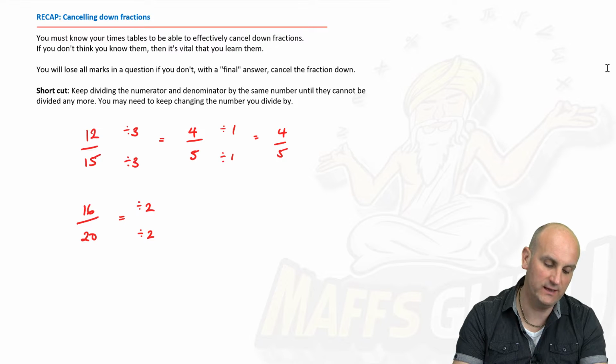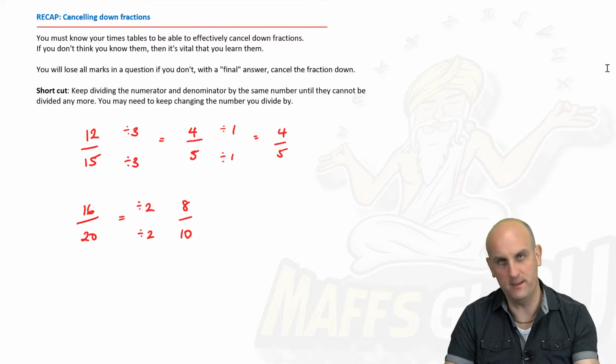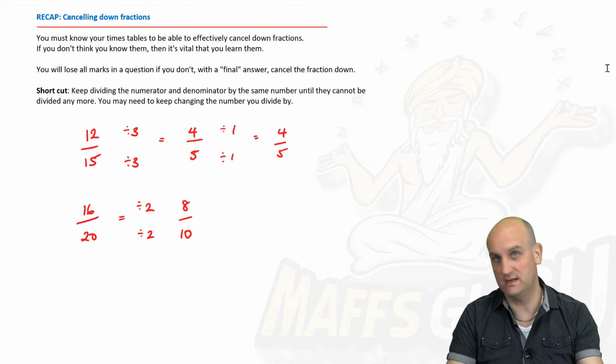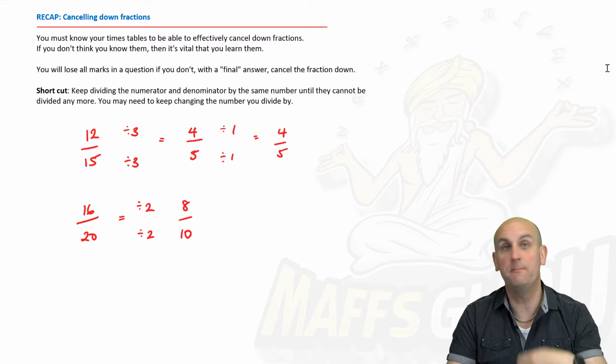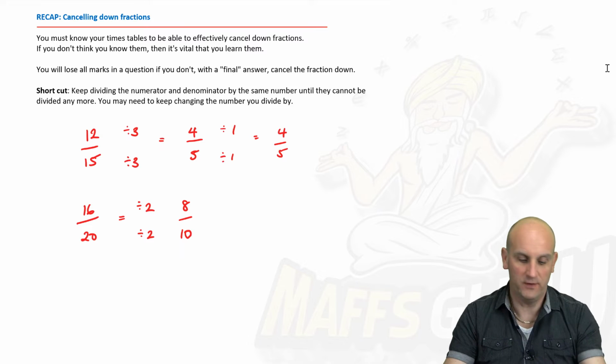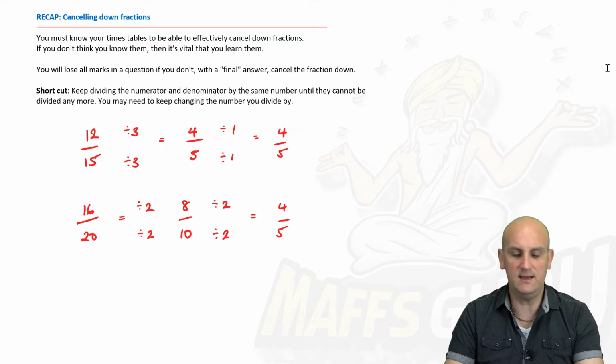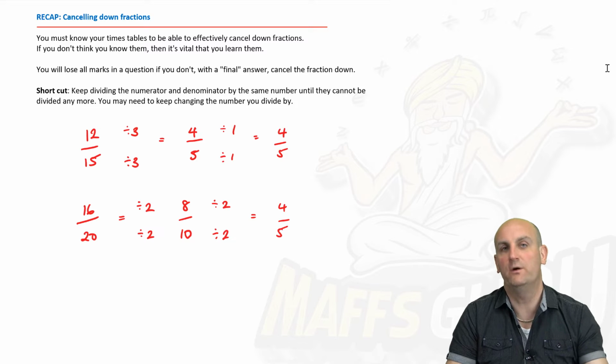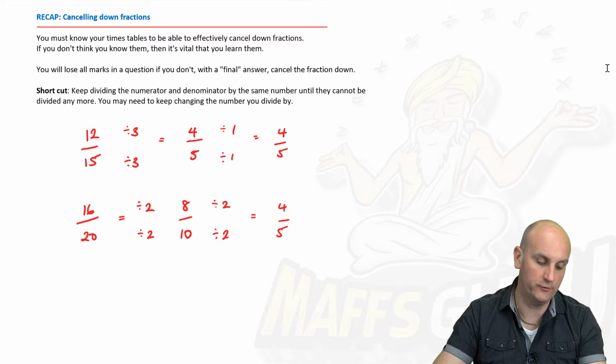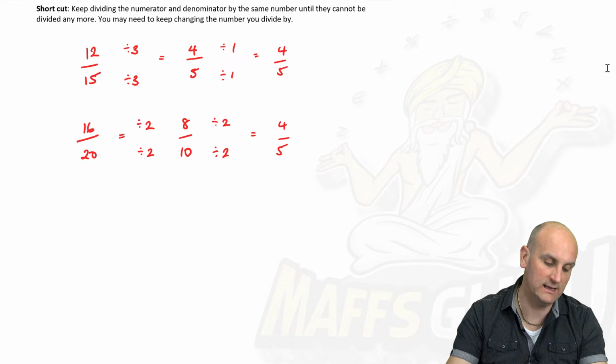Remember, it has to be the same thing, which is going to give me 8 divided by 10. Am I going to leave it there? Nope, I'm going to check again. What times table does 8 and 10 go into? Well, again, they're both even numbers, so I can divide by 2 again. Divide by 2, which gives me 4 on 5, and it was a huge coincidence that actually ended up to be the same. But the point of it was, can I go any further? Nope, not at all. What about cancelling down other fractions?